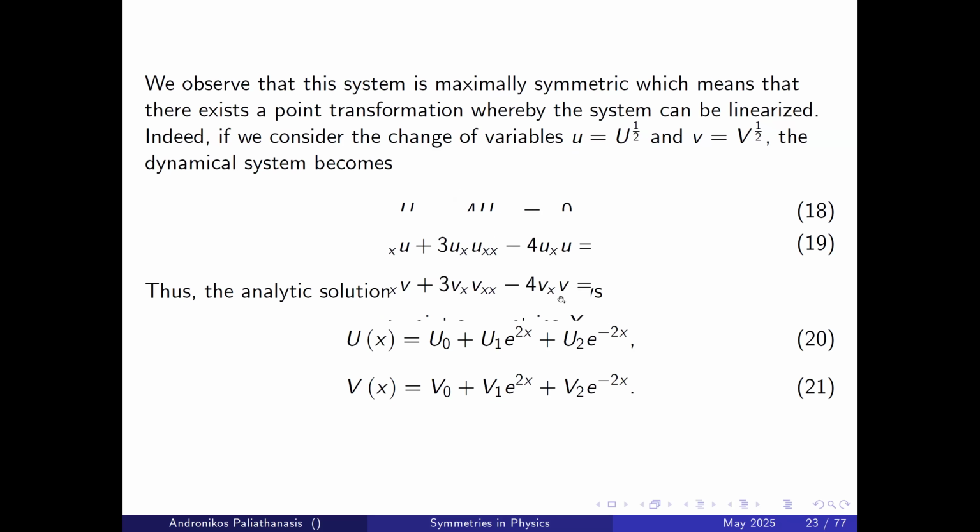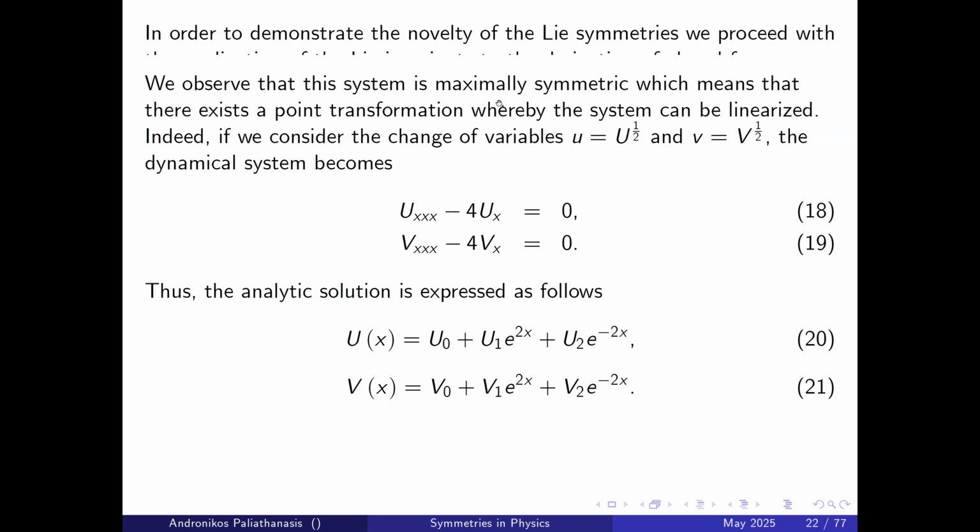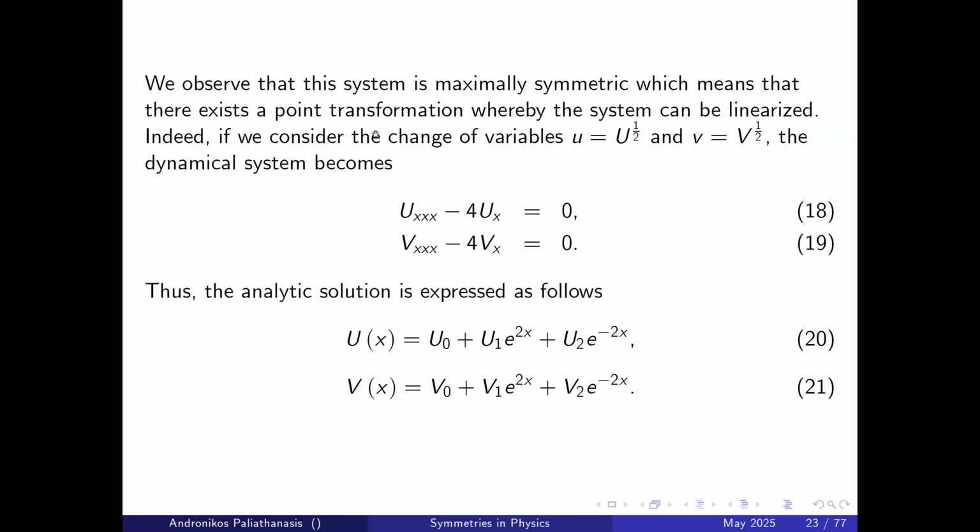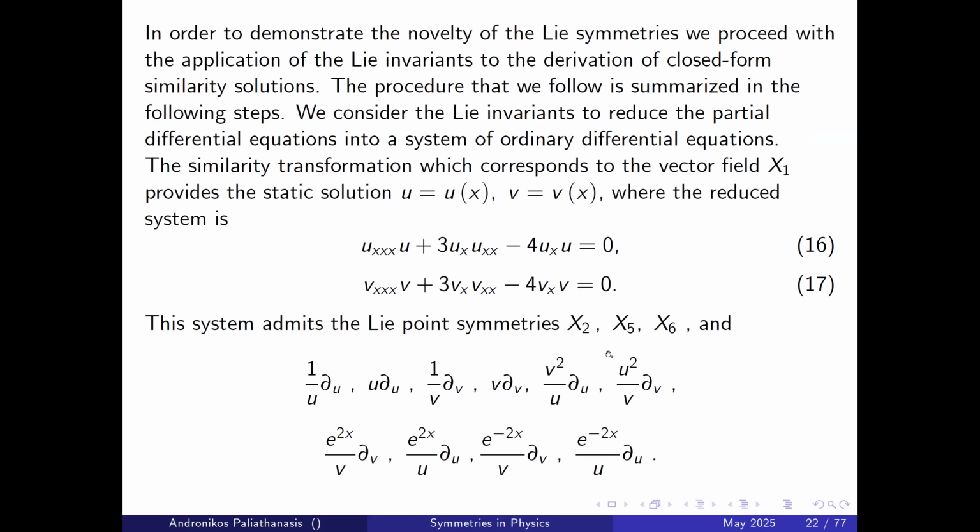Now, we observe that this system is maximally symmetric. This property means that there exists a transformation where the system can be linearized. Indeed, if we consider the change of variables, the dynamical system takes this form, and the analytical solution is expressed as follows. So this is a generic static solution for the original equation. We consider that the system is static, which corresponds to the solution being invariant under X1, the time translation. It means it should be static.